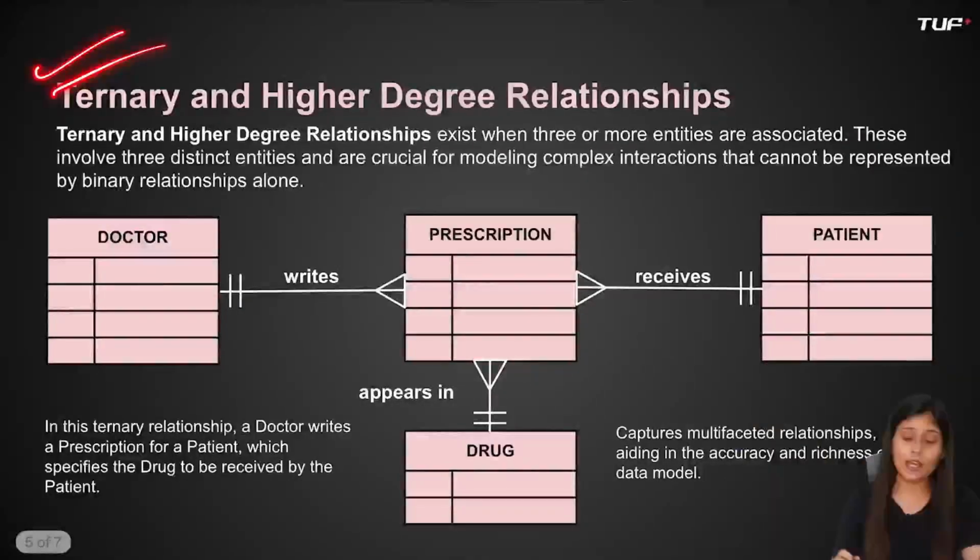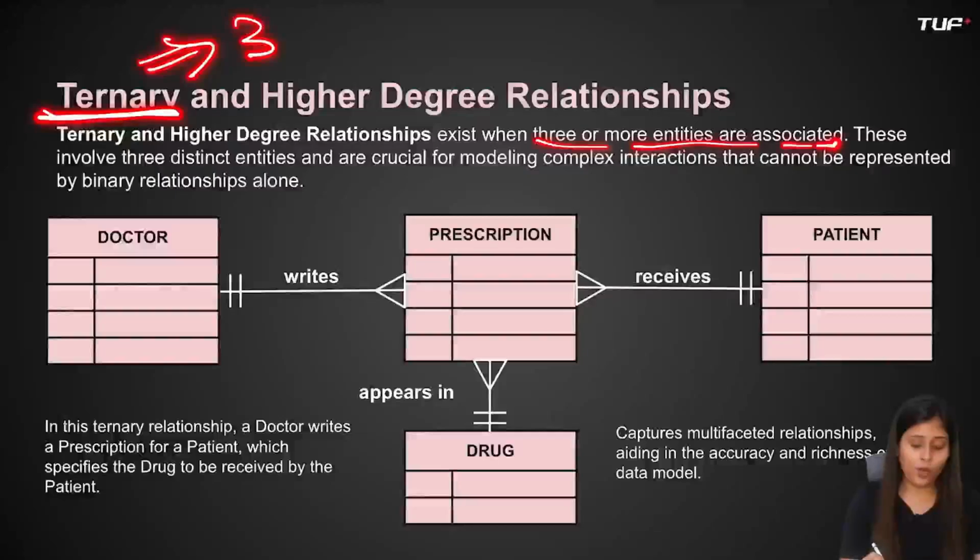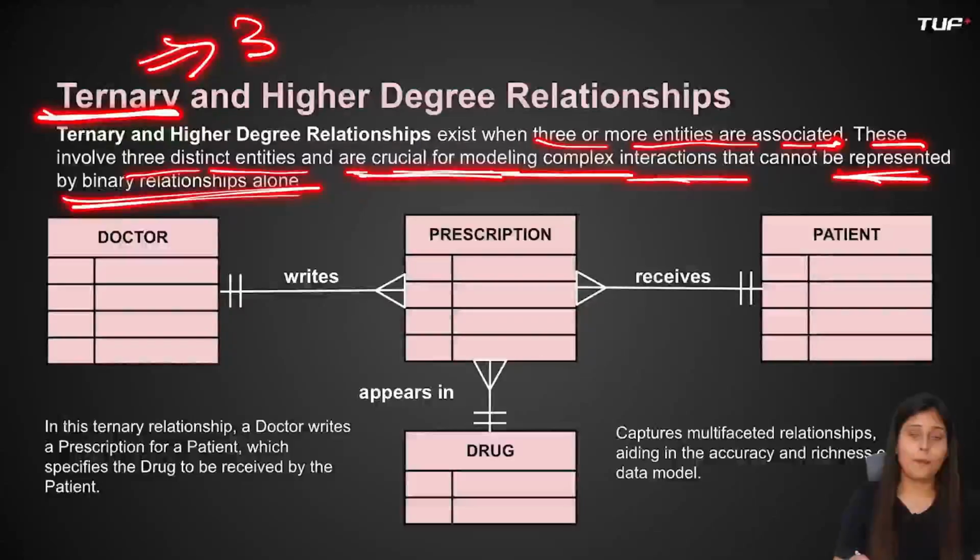Next is ternary or higher degree relationship. In case of ternary, it exists when three or more entities are associated with each other. So from the name itself, ternary means three. So when three or more entities are associated, they form the ternary relationship. These involve three distinct entities and are crucial for modeling complex interactions that cannot be represented by binary.